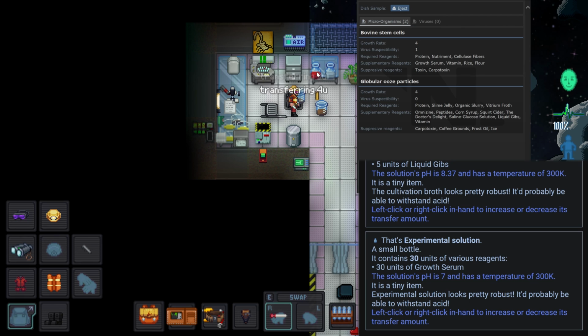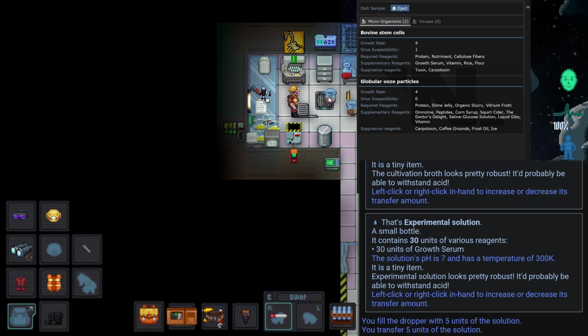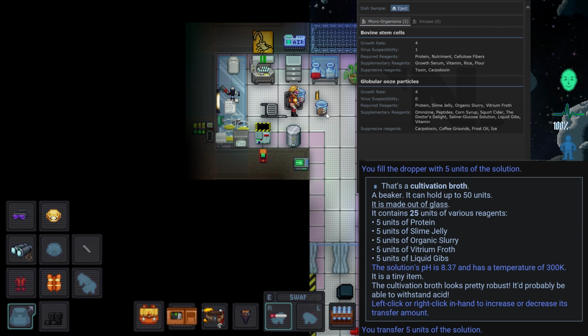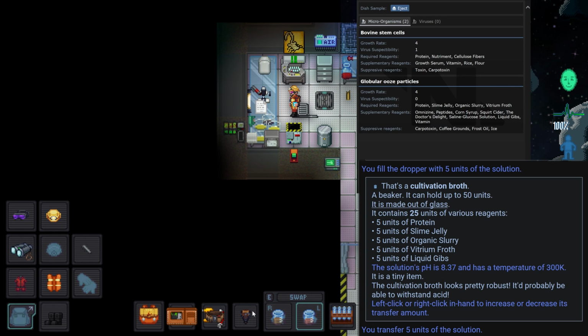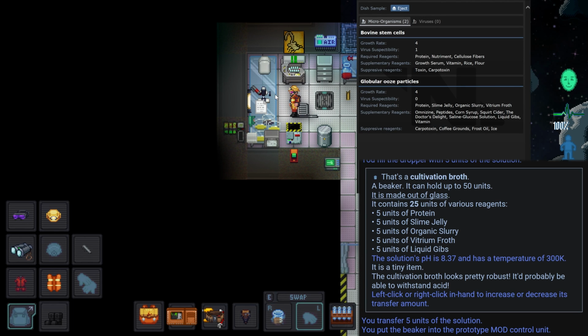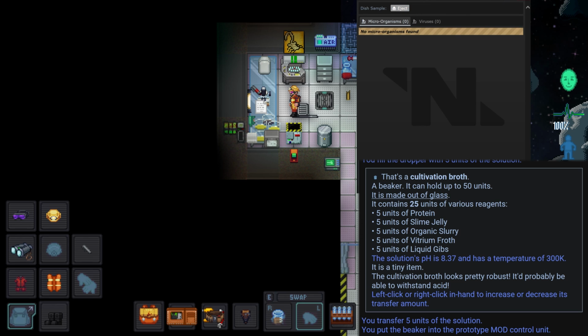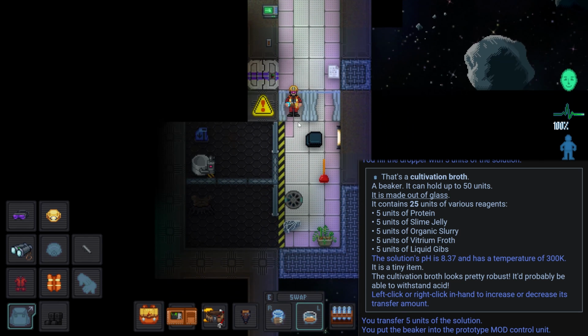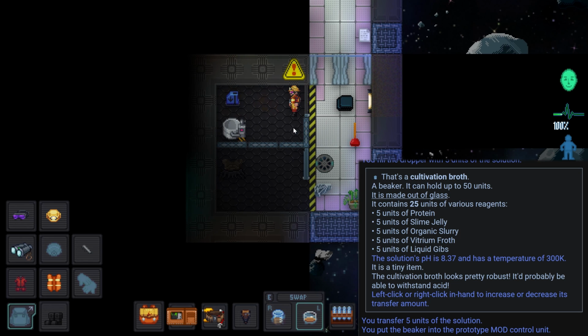And these peptides are good for the second type of cells, and we will also add them into this other cultivation broth. So let's take this biopsy. And grow those things.